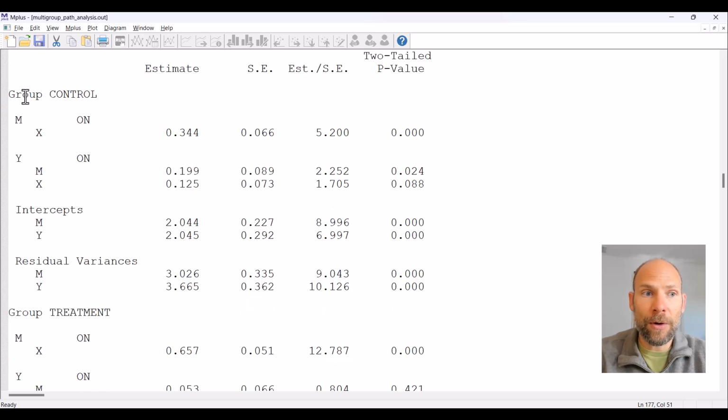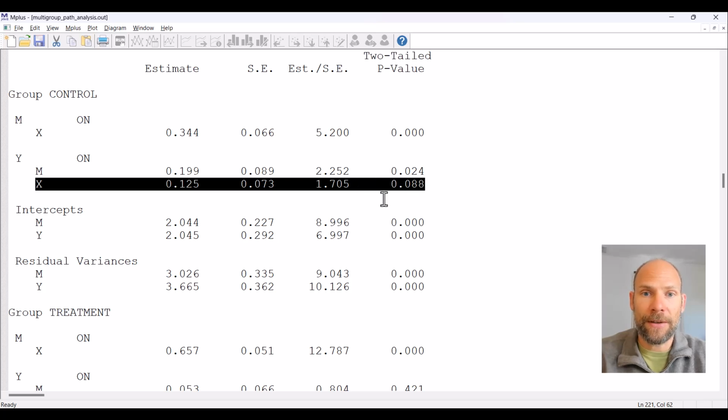What is meaningful though are the model results, which give us the path coefficients, and you can see that first we obtain the control group coefficients. So here we have M on X, this is our A path. The A path is 0.344, in an unstandardized metric, and the p-value is very small, indicating that the A path is statistically significant. The M to Y path is given below that, it's 0.199, also in an unstandardized metric. You can see this path is also significant at the 0.05 level, whereas the C path, Y on X, is not statistically significant at the 0.05 level in the control group.